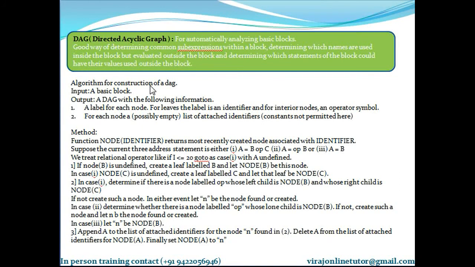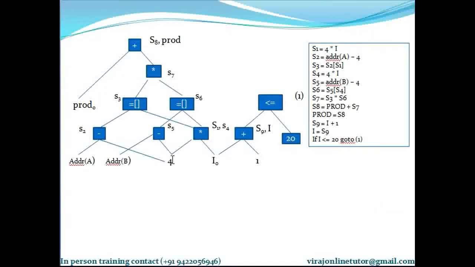And for interior nodes, it's an operator symbol. Okay. So a directed acyclic graph looks like this. I'll first show you how it looks. This is how the directed acyclic graph looks. I think first we'll construct the directed acyclic graph and then we'll go through that particular algorithm that will help us in understanding. Okay.